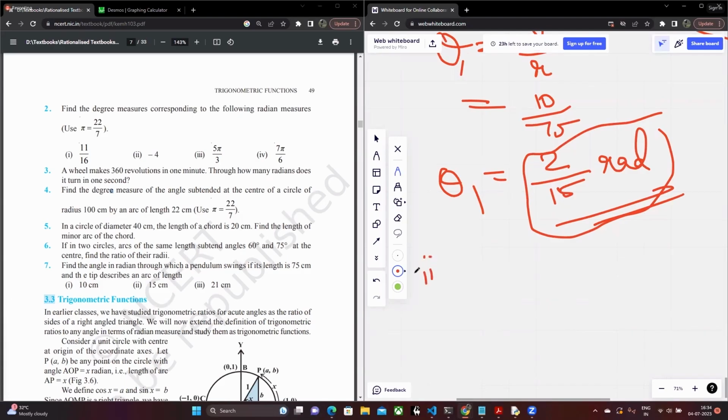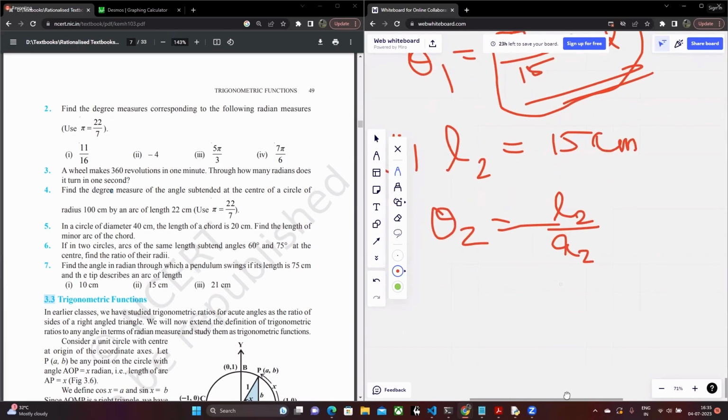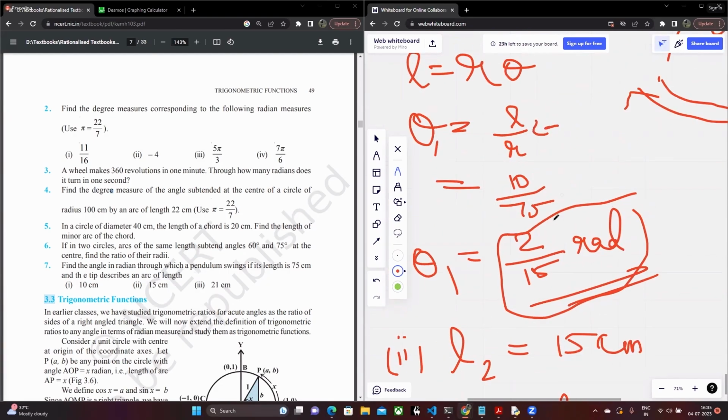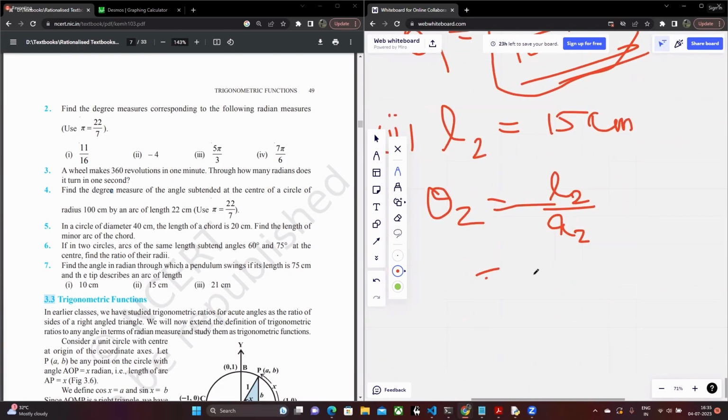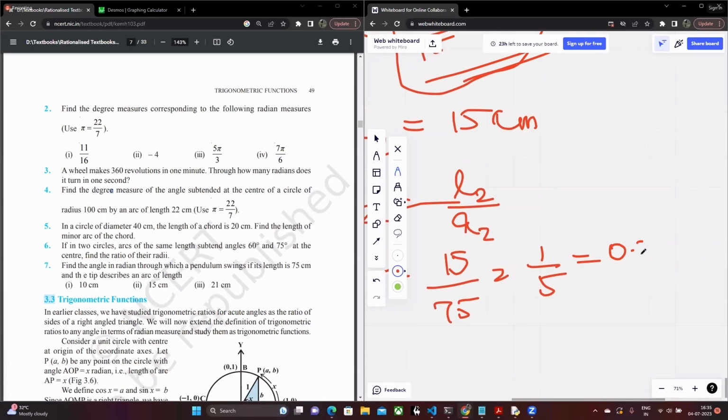For the second subpart, your L2 is going to be equal to 15 centimeters. That means theta 2 is going to be L2 divided by R, from over here. So I'll directly substitute: this is 15 divided by 75, that is basically 1 by 5, which is 0.2 radians.